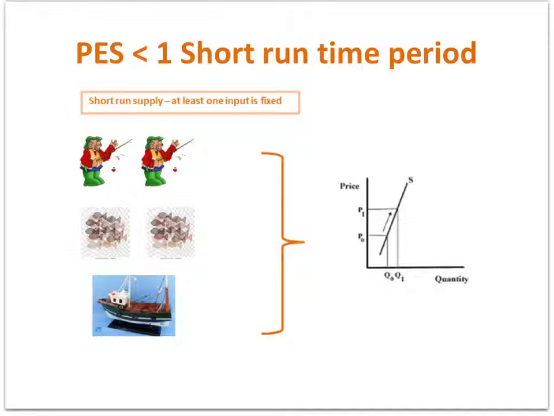In the short run time period, at least one input is fixed. For our fishing business, that means they are still going to have just one boat, but they could increase the number of nets that they are using, and they could increase the number of fishermen. Now, when they have more variable resources, they will be able to respond to an increase in price and catch more fish. So supply in the short run will be inelastic, and ability to catch more fish will be limited by one fixed input or just one boat.